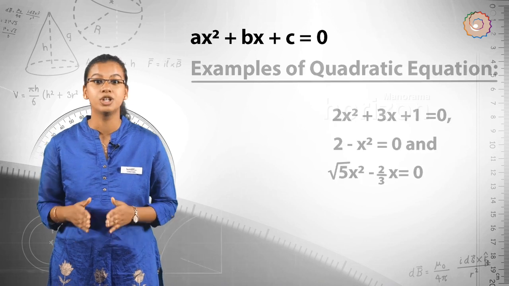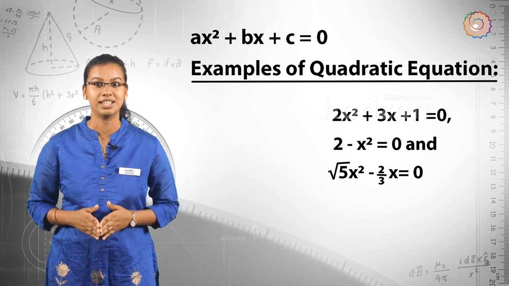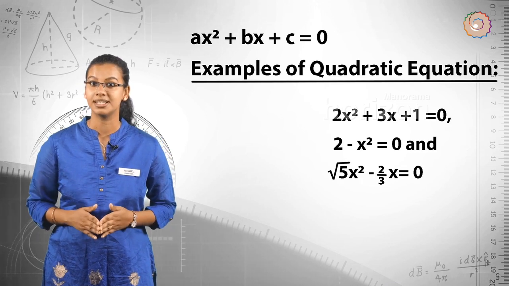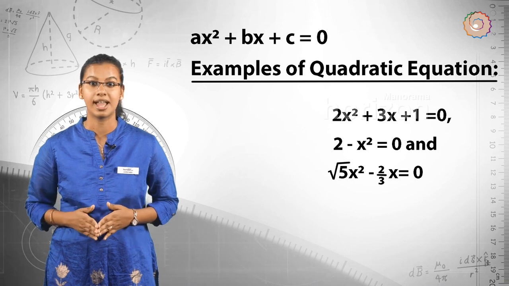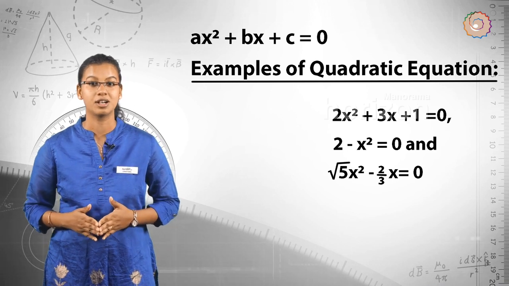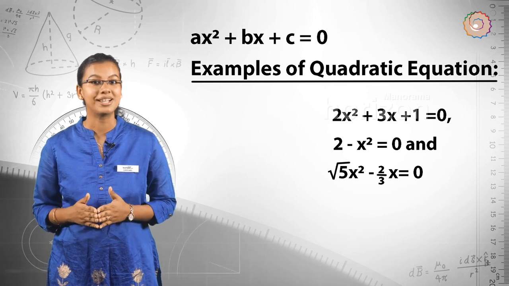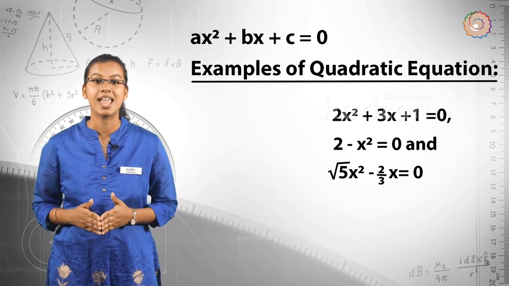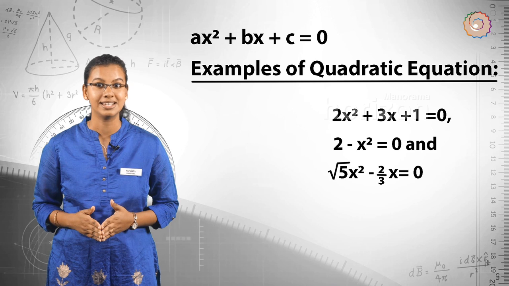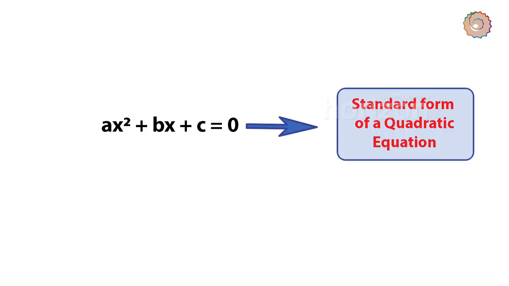For example, 2x square plus 3x plus 1 equal to 0, 2 minus x square equal to 0 and root 5 into x square minus 2 by 3 into x equal to 0. Also, please note that the expression ax square plus bx plus c equal to 0 is the standard form of a quadratic equation. Now, let's work out a few problems.